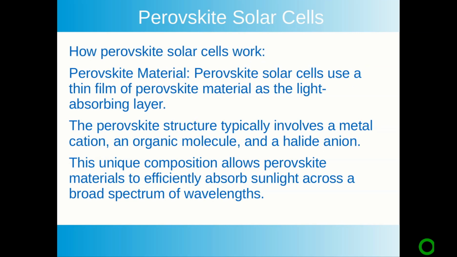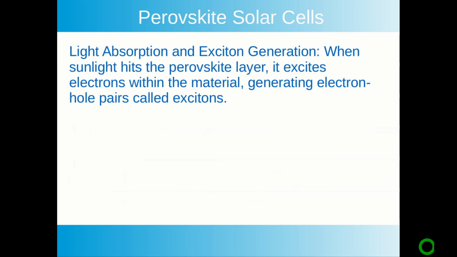Perovskite solar cells use a thin film of perovskite material as the light absorbing layer. Usually, the structure is a metal cation, an organic molecule, and a halide anion. This composition allows perovskite materials to efficiently absorb sunlight across a large spectrum of different wavelengths. When sunlight hits the perovskite layer, it excites electrons into electron hole pairs, just like the organic cells.